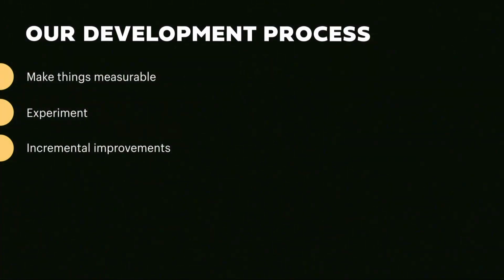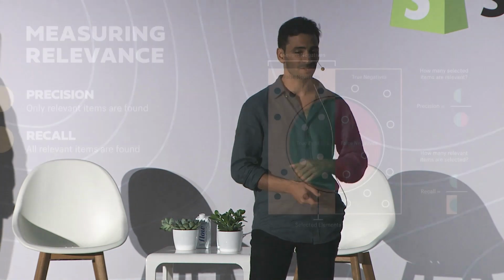Well, our team actually applies a scientific method. What we do is we make things measurable. We then run experiments and observe the results, and we make incremental improvements. Now, in the next few slides, we want to give you an insight into our development process and share some of the subtleties we ran into. Before examples, let's talk about measuring things.